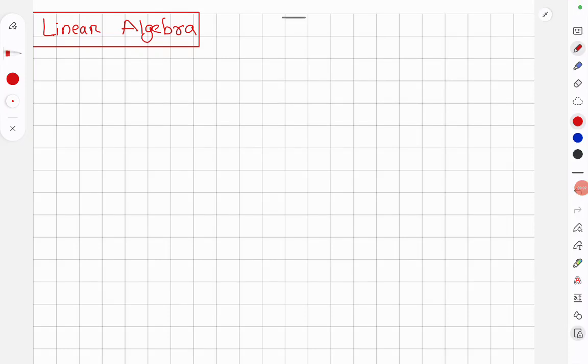Okay, so linear algebra, lesson 1. First, I want to introduce some concepts about linear equations. There are two kinds of linear equation that you will see. One is homogeneous, the other one is non-homogeneous.